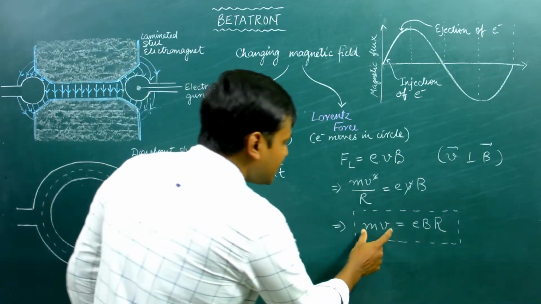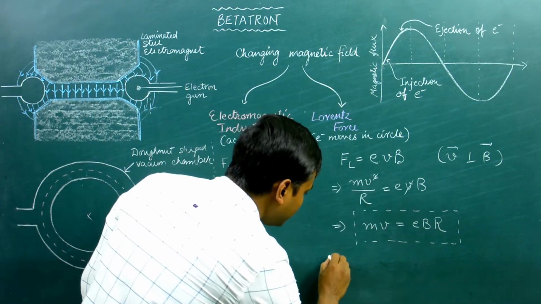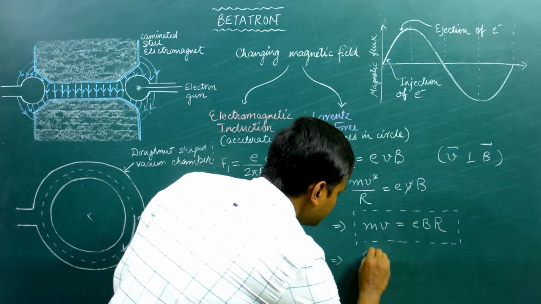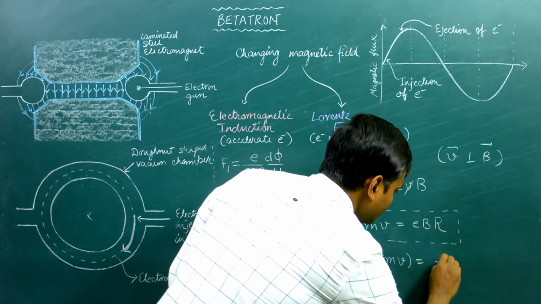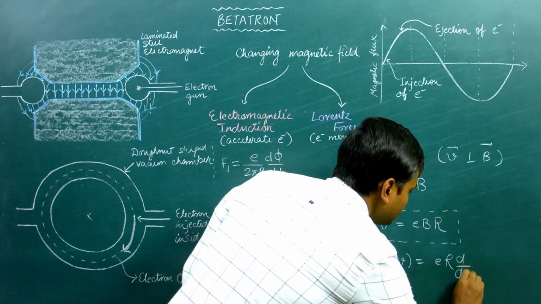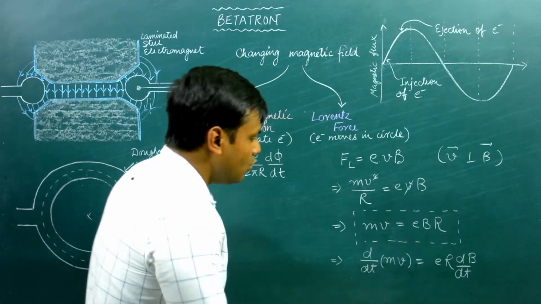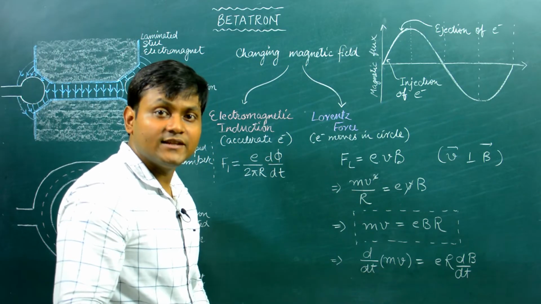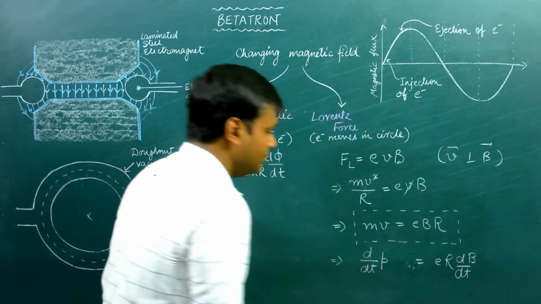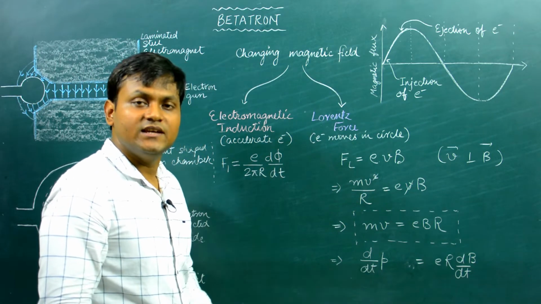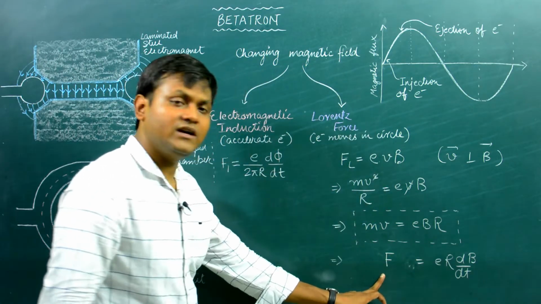Okay, so to understand the change in velocity and the change in magnetic field, let's do a time derivative. If I do a time derivative, this is simply going to be d/dt of mv, which is equal to er d/dt of B. I said that the radius is constant, so I can take the radius out of the derivative. What is mv? mv is nothing but momentum. So this is associated with the magnitude of the momentum, dp/dt. What is dp/dt? It is the force.